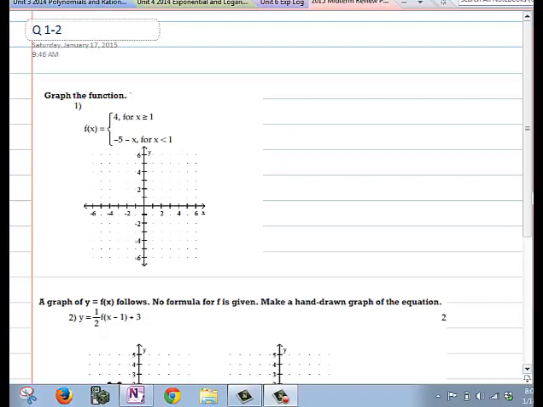So we're going to start off with our first problem, a piecewise function. I just want to remind you, when you look at a piecewise, it's basically two parts of a function that are coming together. For the first part, the x qualification says that x is greater than or equal to 1. So right here is 1. The first function is y equals 4, and that's when x is greater than or equal to 1.